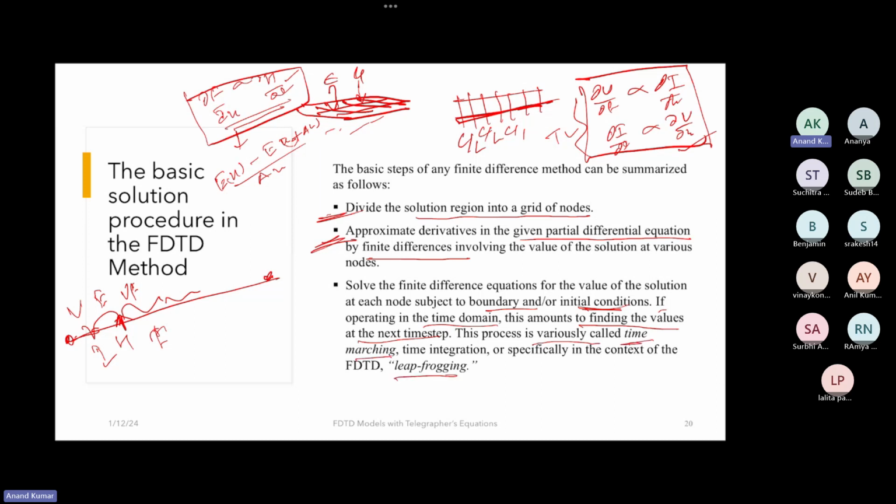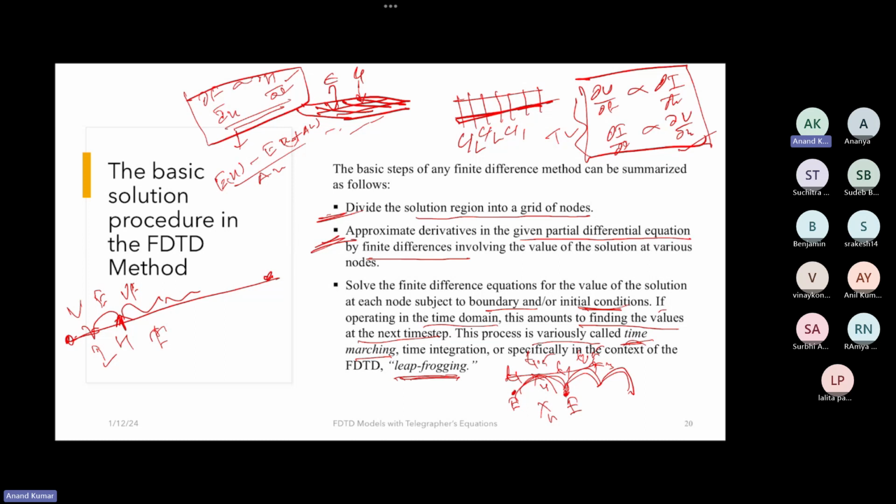So leapfrogging is why, because we find out the electric field value over here, then we find out the magnetic field values over here, and then we jump to the next value of electric field over here. So this is also known as leapfrogging or time marching, because we march in time t1 and then t2 and t3, and in between also we have t1.5 and t2.5. So we are marching in time, or we are leap jumping between points, so we call it time marching or leapfrogging.